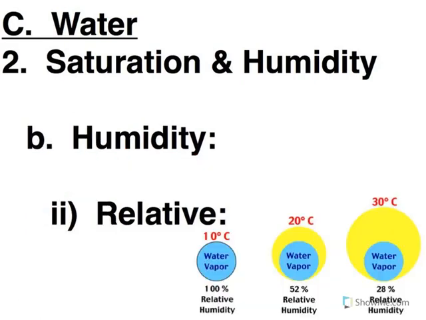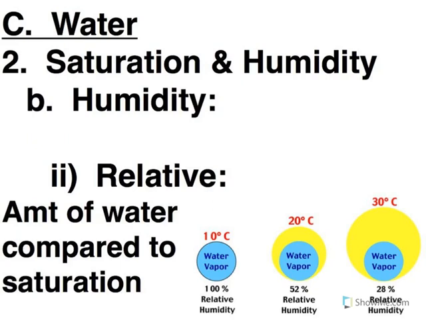What you normally hear is relative humidity. So relative humidity is how much water is there compared to how much water it would take to saturate the air. So you have this idea of saturation, and of course saturation is going to be 100% humidity. And so anything less than saturated is going to be less than 100% relative humidity.